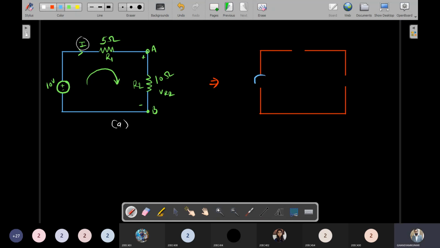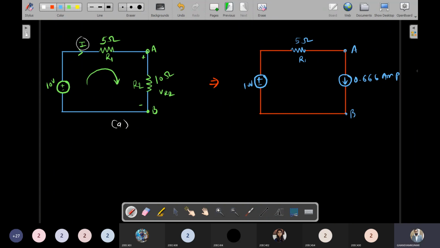So over here, I'm not going to change any of the branch other than AB. This is the same 10 volt, this is the same R1, 5 ohm. This branch A, B, I'm just changing this one with this current, 0.666 ampere current source.